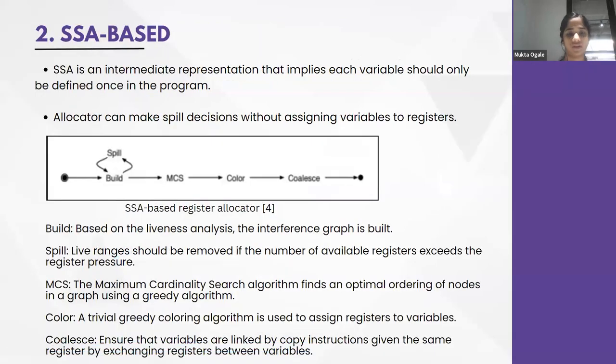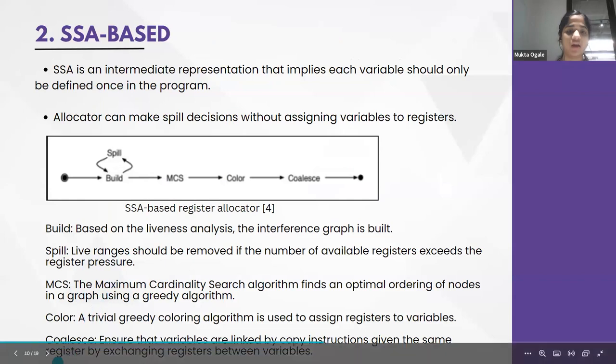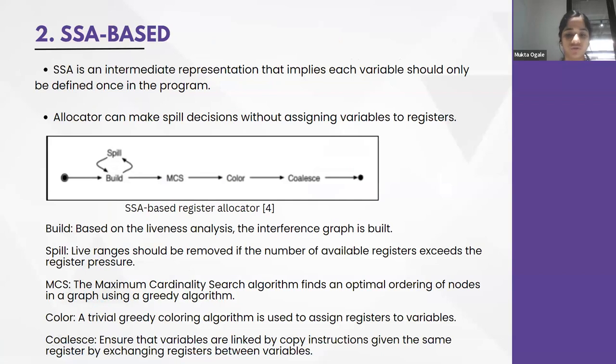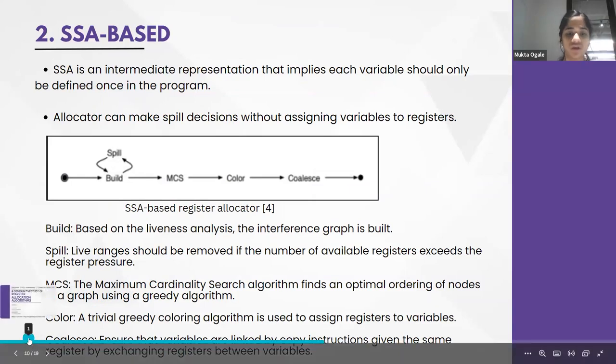please. So this is SSA. SSA is single static assignment, which is an intermediate representation that implies each variable should be defined only once. So it eases the compiler's optimization and analysis of the code. And here the allocator can make spill decisions without assigning variables to the registers. So this is possible because register pressure can be known at any point in SSA form programs. So here the allocator can remove the live ranges from the program until the register pressure becomes equal to the available number of registers. So here the register pressure refers to the demand for registers.